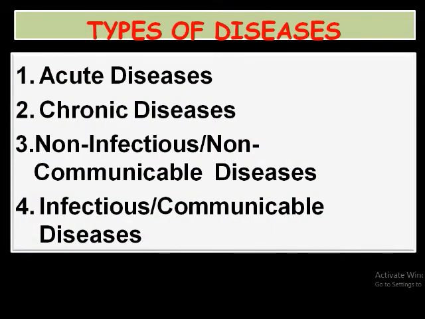Now, types of disease. If we look at disease, you will see different types of disease in our society. All the diseases have been taken into 4 categories. Number 1, acute disease. Number 2, chronic disease. Number 3, non-infectious or non-communicable disease. Number 4, infectious and communicable disease. So these are the 4 types. Now I will discuss all of this in a descriptive manner.